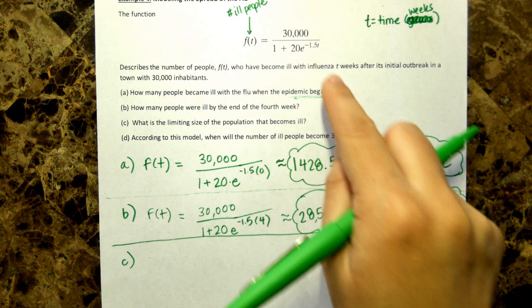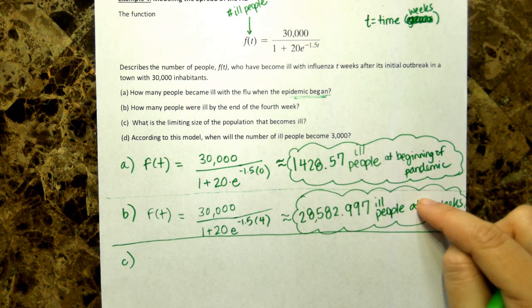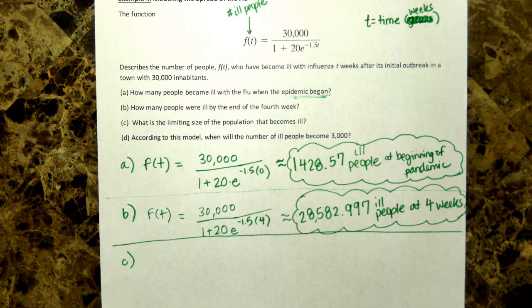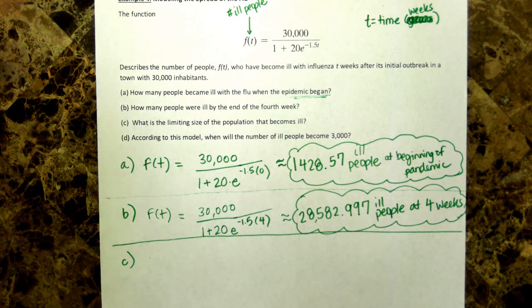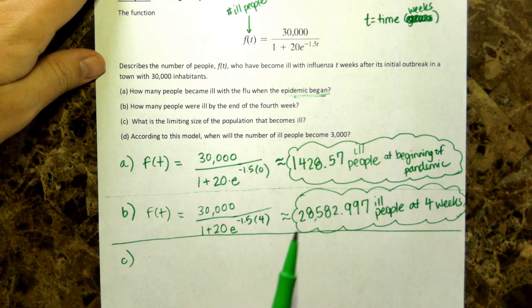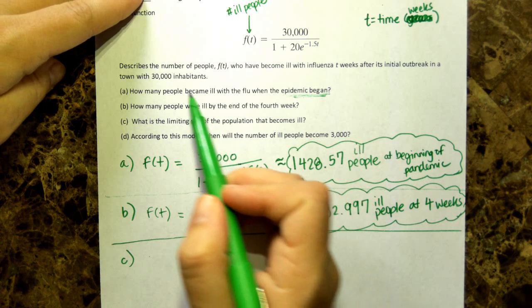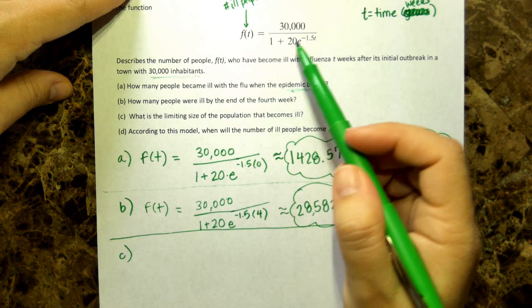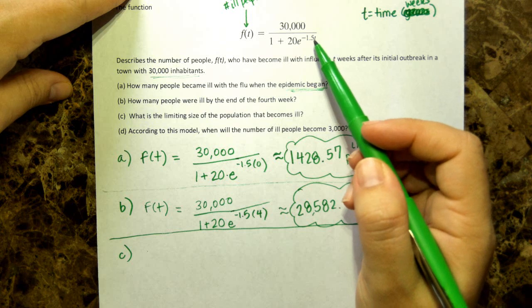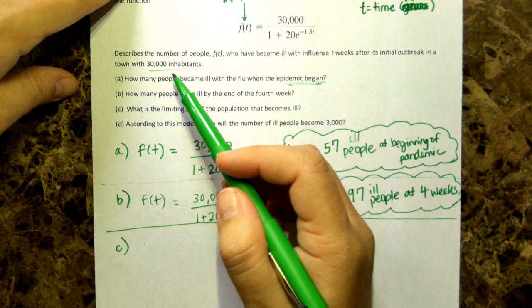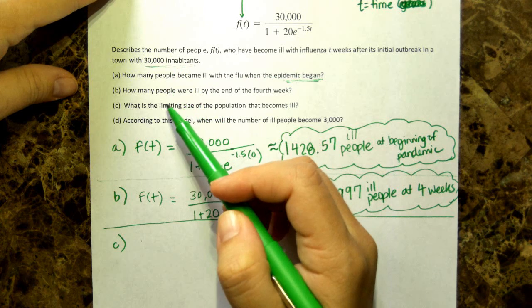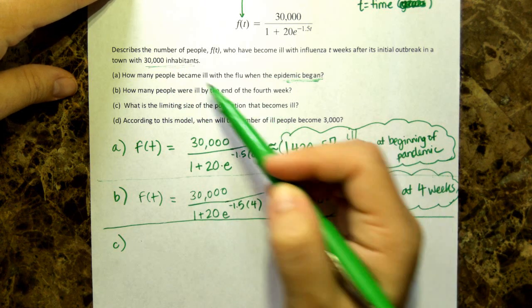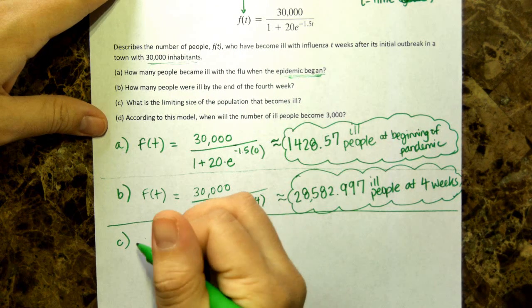We can use this model to predict how many people will be sick at the beginning, after 4 weeks, after 5 weeks, 6 weeks, etc. But if we're talking about one specific town, it's not going to go on forever. Eventually, they're going to run out of people to get sick. What was the population of the town? It was 30,000 people. So realistically, the limiting or maximum size of people that can become sick is 30,000.